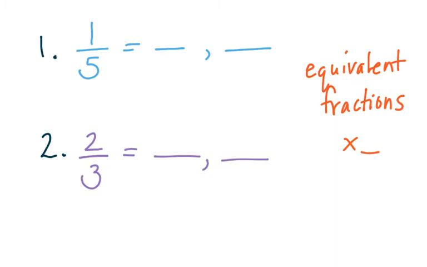Here's an example. Do not use this one, but I could multiply the top and the bottom, the numerator and the denominator by 2. So 1 times 2 is 2, and 5 times 2 is 10. Would you please find 2 equivalent fractions for 1/5 and write them on your whiteboard? Pause the video as needed.